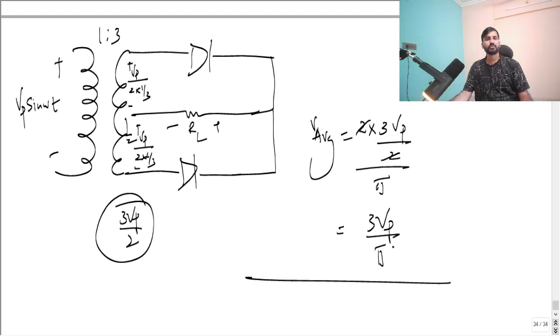So according to the turns ratio, you can decide. In this question, they asked you to find out, and it was a very simple question, right? Anybody can solve it.